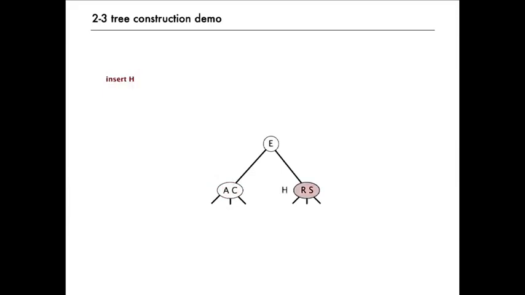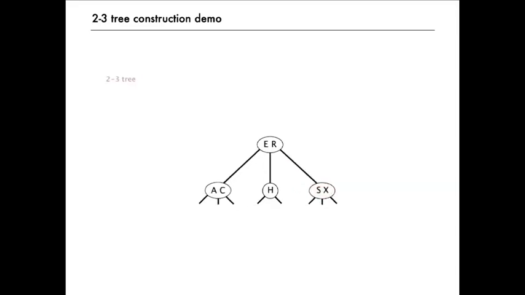Now we insert H, that goes to the right of E, that 3 node gets converted into a 4 node. That's a temporary 4 node, we split and move R to the parent. Now that parent's a legal 3 node, and there's nothing more to be done. We have a legal 2-3 tree. Insert X, it's bigger than R, goes to the right. There's a 2 node, there's room for the X. Insert P. That goes between E and R, the 2-node containing H. Right link is null, so we convert that 2-node into a 3-node. And now we have a legal 2-3 tree.